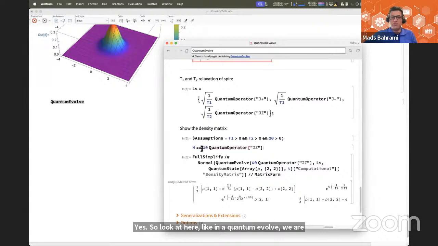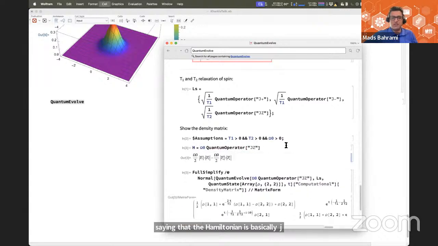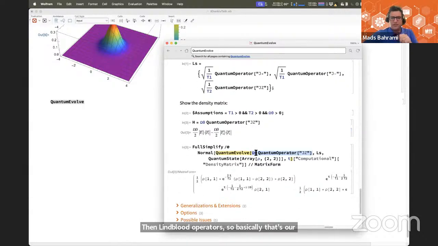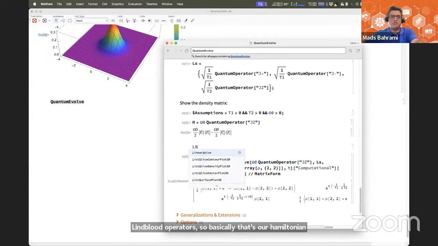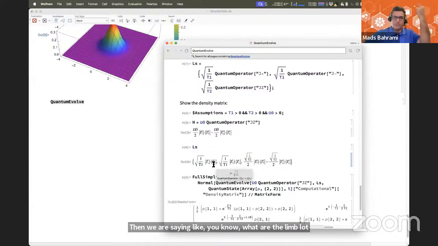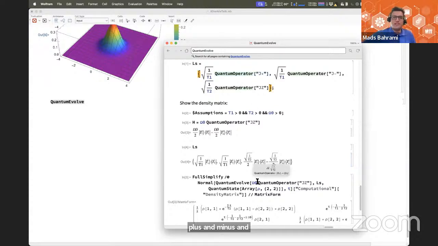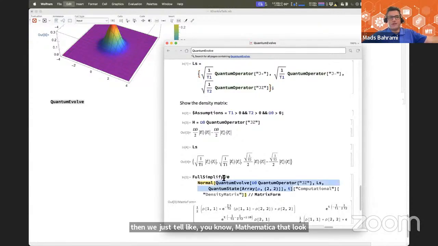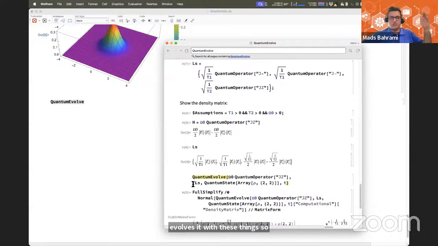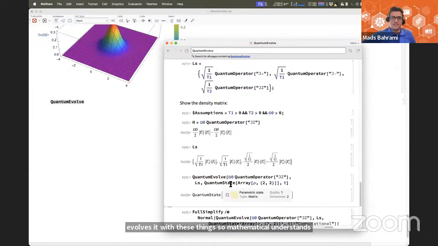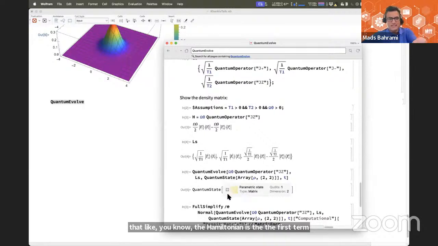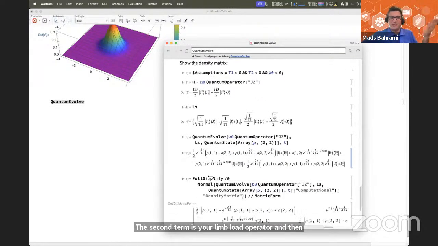So that's our Hamiltonian. Then we are saying what the Lindblad operators are. We define them on the top. It's basically plus and minus and JZ itself, and the corresponding rates are T1 and T2, the conventional ones in the textbook. And then we just tell Mathematica, look, evolve it with these things. So Mathematica understands that the Hamiltonian is the first term, the second term is your Lindblad operator, and then as quantum state, I just gave it a symbolic quantum state.